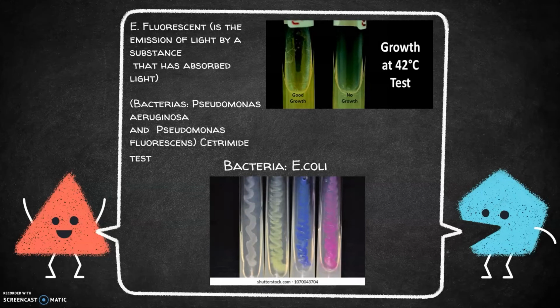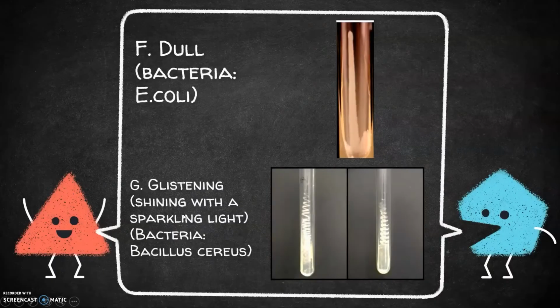Next is fluorescent. When we say fluorescent, it is the emission of light by a substance that has absorbed light. In this first picture, we have the bacteria Pseudomonas aeruginosa and Pseudomonas fluorescens in a cetrimide agar. Next picture is the E. coli. Next, dull. In this picture, we have the E. coli. Then, last is the glistening, which shines with a sparkling light. In this agar slant, we can see the Bacillus cereus.